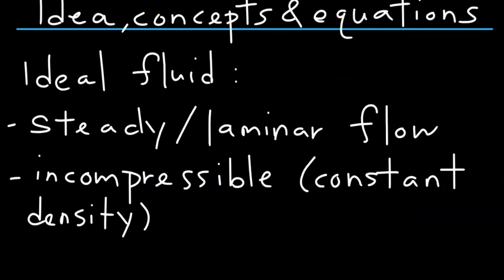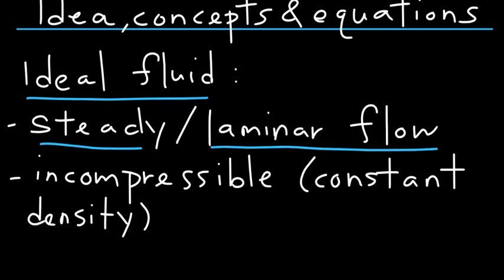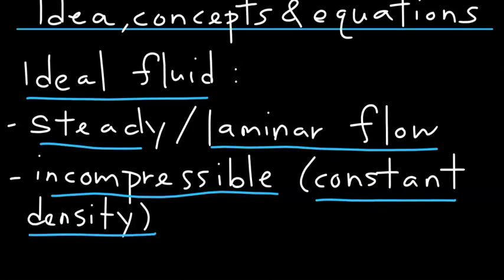Let us first define the characteristics and assumptions of an ideal fluid. An ideal fluid has a steady or a laminar flow, which means the velocity of the moving fluid at any fixed point does not change with time. The second assumption is an ideal fluid is incompressible. That is, its density has a constant value.